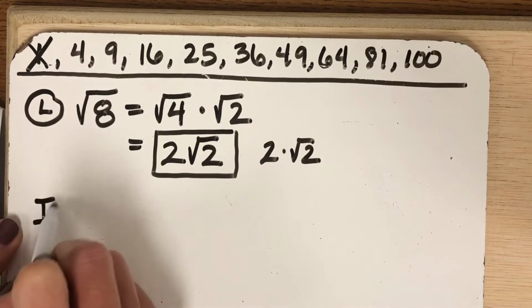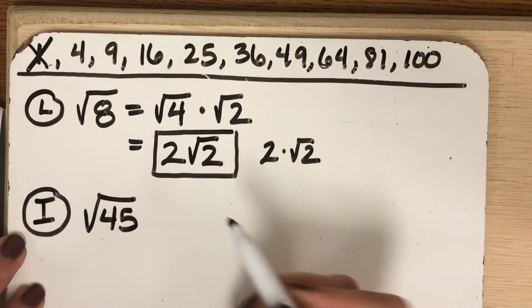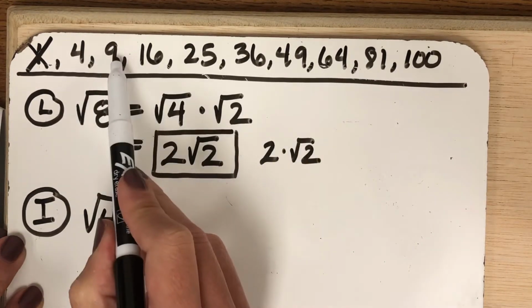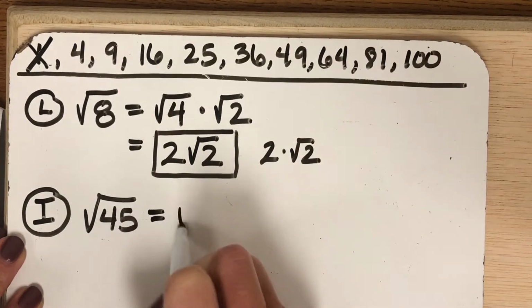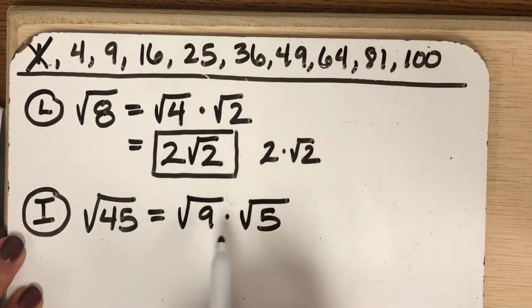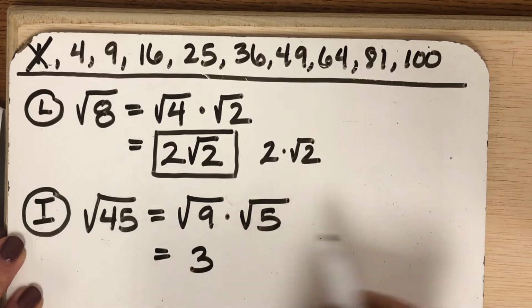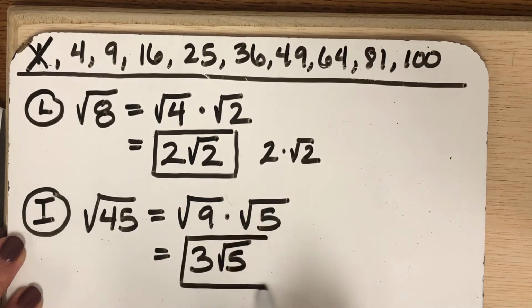Let's go ahead and do problem number I, the square root of 45. Again, I'm looking for a factor that's a perfect square that I can pull out, and that would be 9. So I'm going to rewrite the square root of 45 as the square root of 9 times the square root of 5, because 9 times 5 is 45. I'm going to simplify the square root of 9 to be 3. The square root of 5 just can't be simplified at all. So that becomes 3 times the square root of 5.